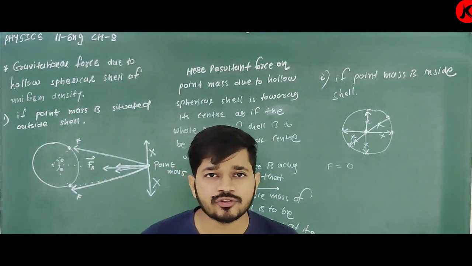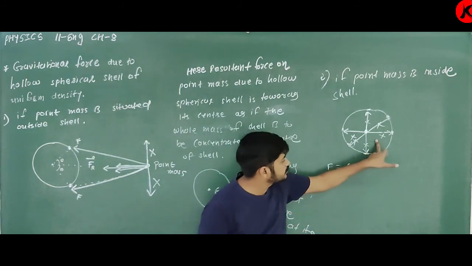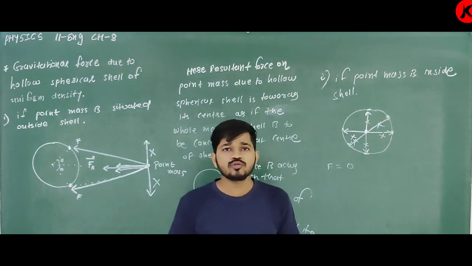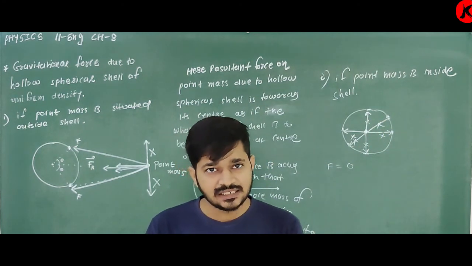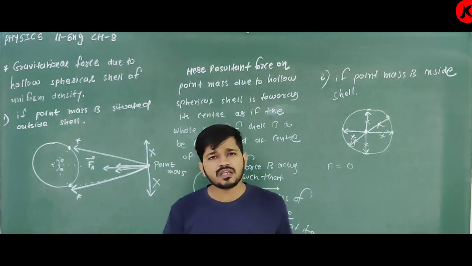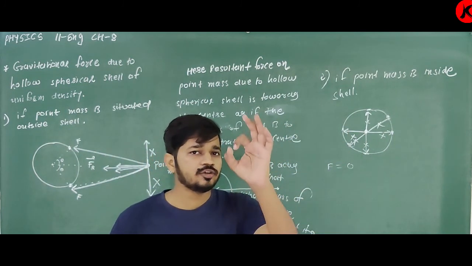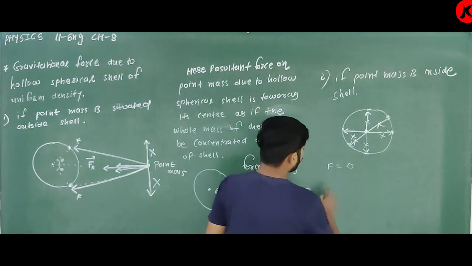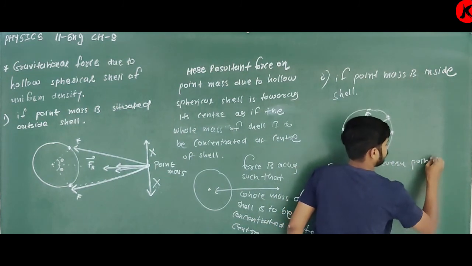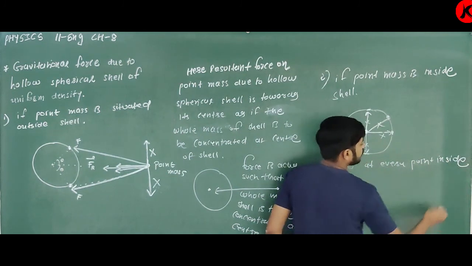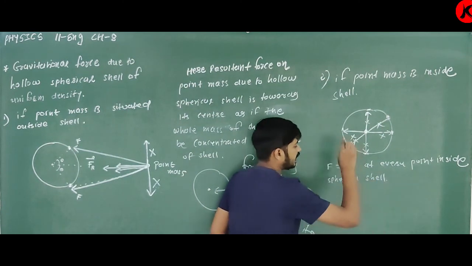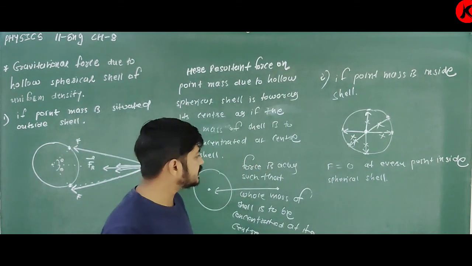If I put the point anywhere inside the shell, the same thing will happen. In case the point mass is not at the center, then due to each element you have to draw the force vector, take their components and then find the resultant. Similarly to what we did here with components, you will get your answer as 0. So force is equal to 0 at every point inside a spherical shell. F is equal to 0 at every point inside a spherical shell.